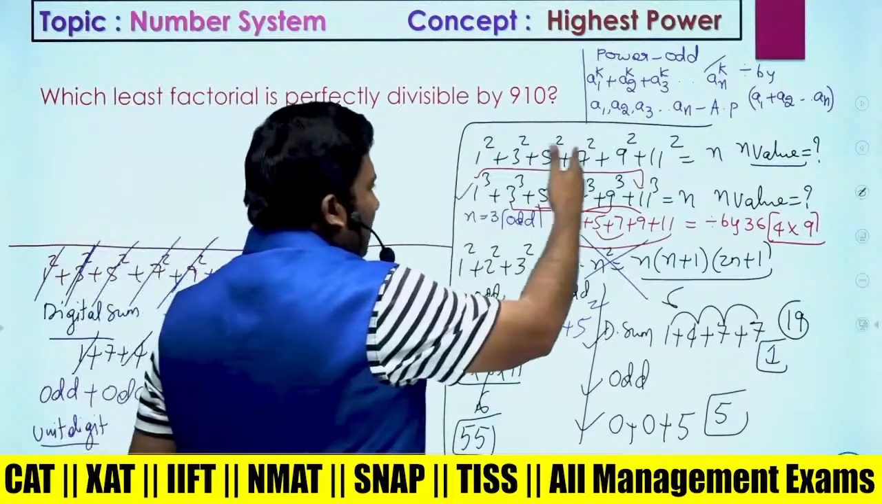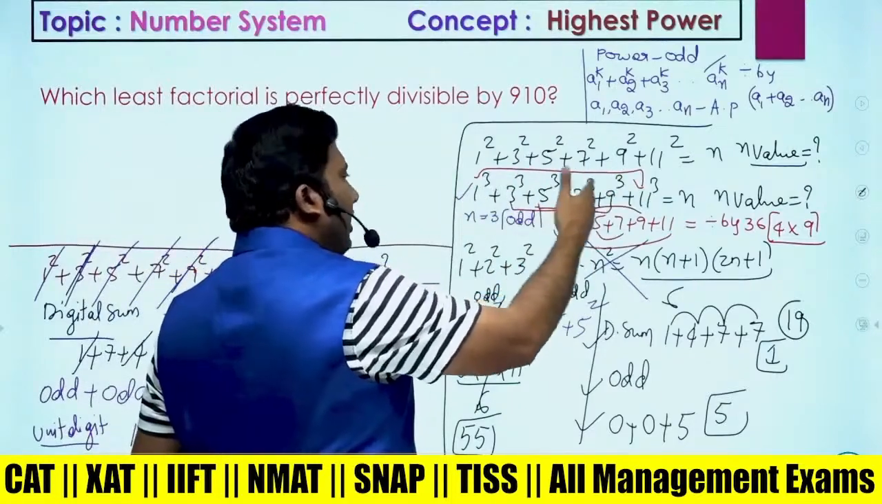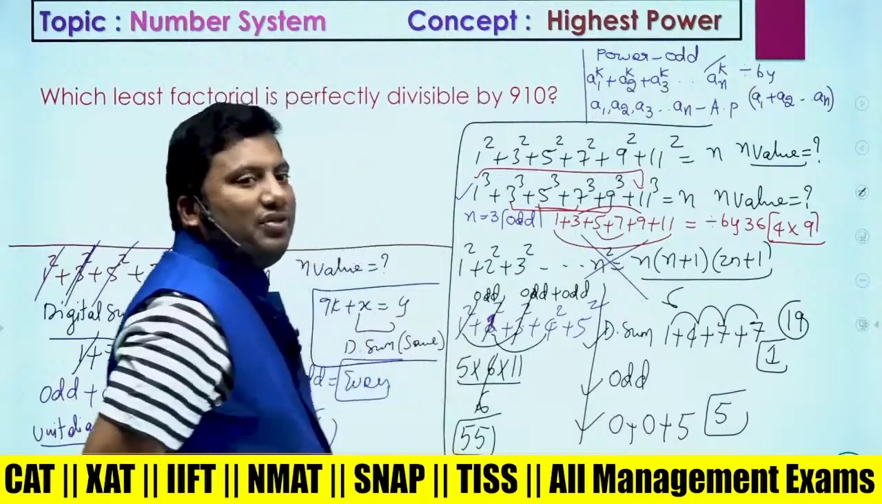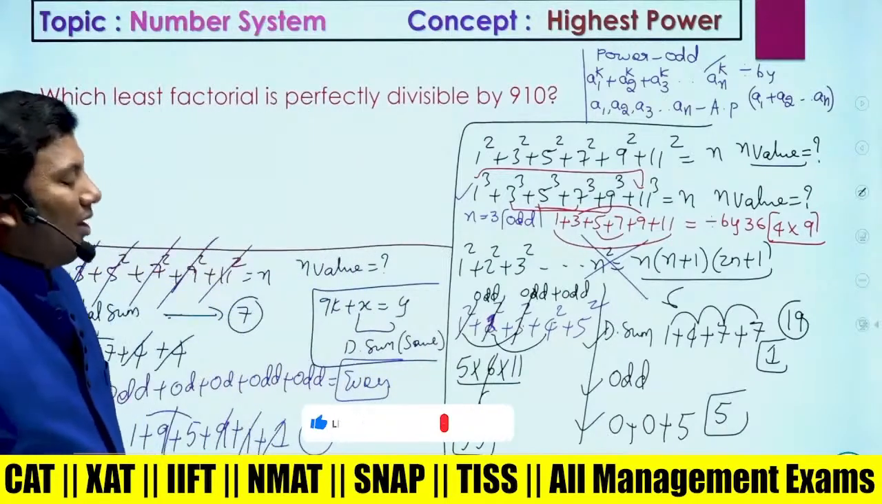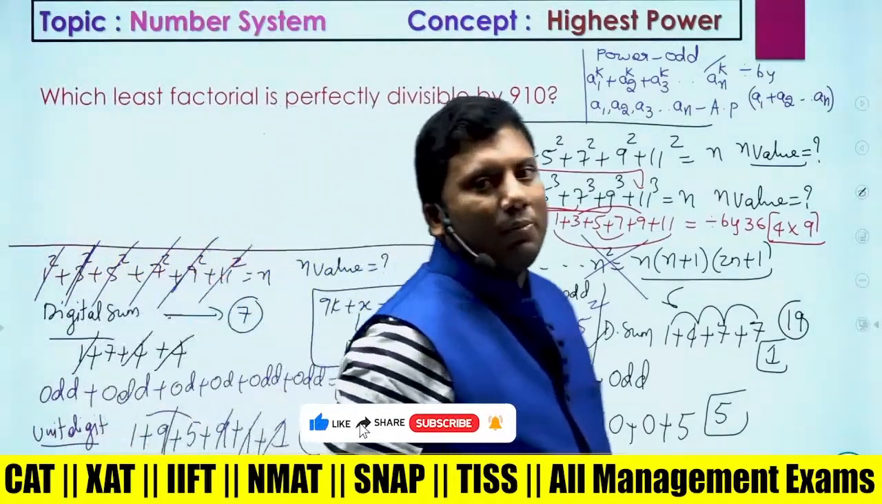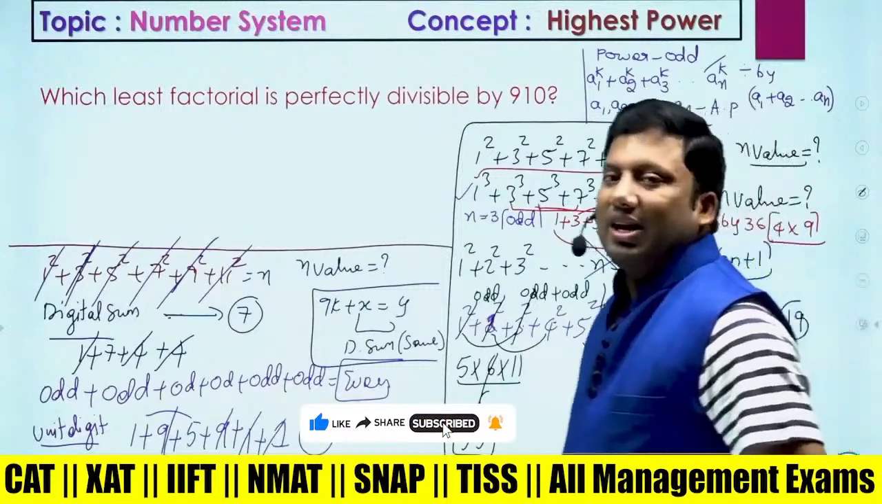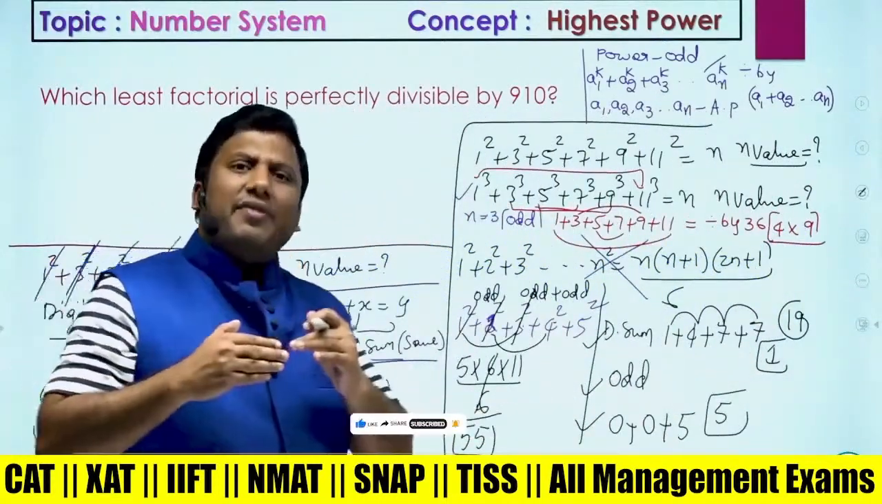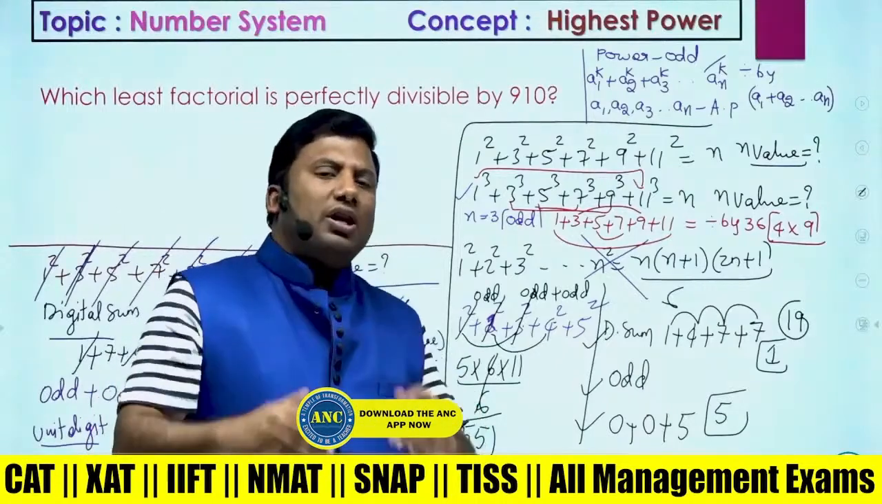So 1 plus 11 I got, 3 plus 9 I got, 5 plus 7 I got, which is nothing but the sum of the bases. I hope the idea is crystal clear to you. If k is an odd number, this is a very, very important key point. Make a note in your notebook.